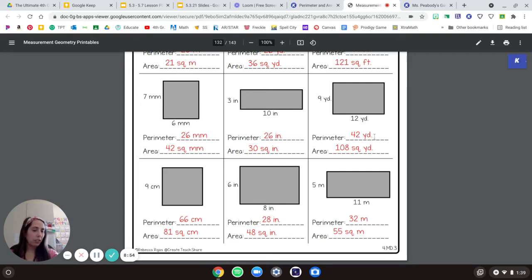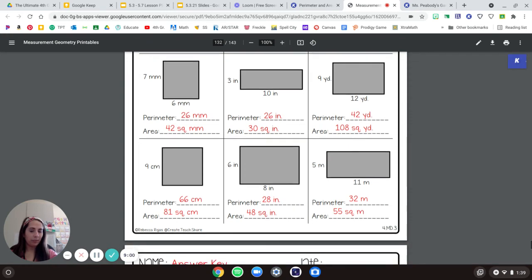Then we had 42 yards for our perimeter and 108 yards squared. For this last one, this first part should actually be 36. I don't know why it says 66, but it should be 36 centimeters. And then 81 centimeters squared for the area. 28 inches for the perimeter and 48 square inches for the area. And the last one was 32 meters for the perimeter and 55 meters squared or square meters for the area for that last rectangle. Awesome.